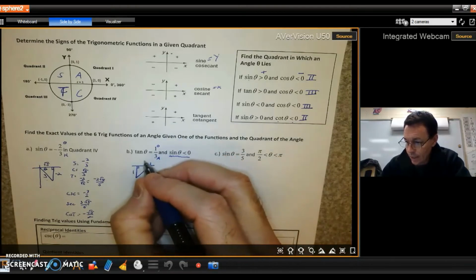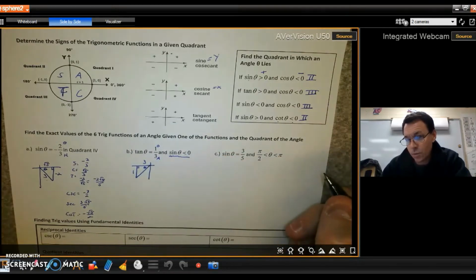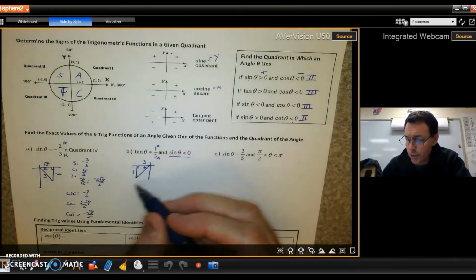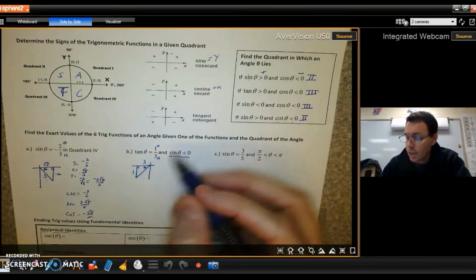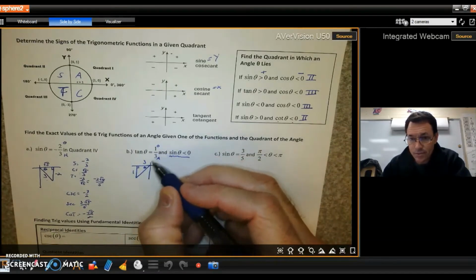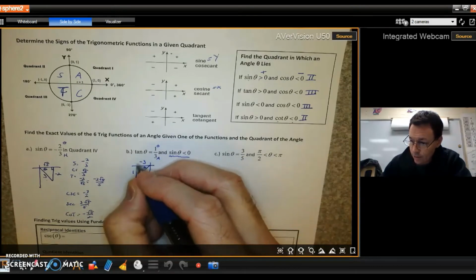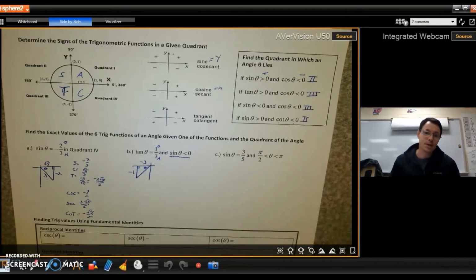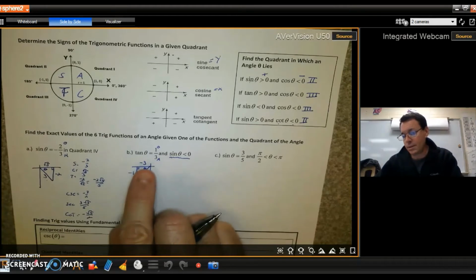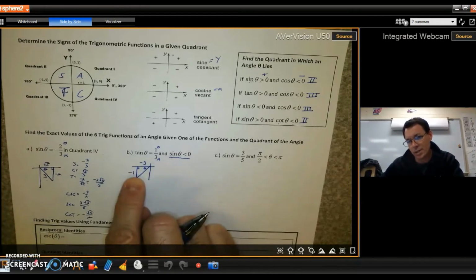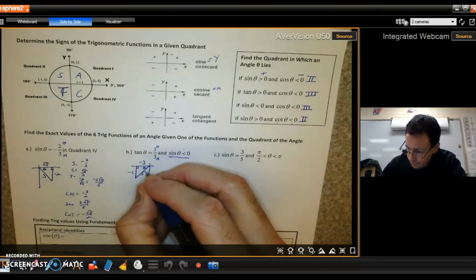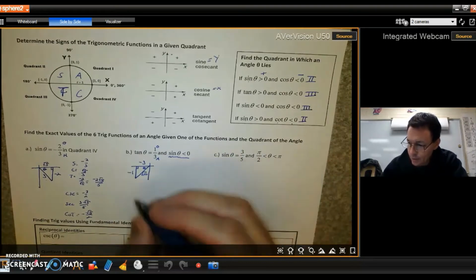So 1 and 3, there's something wrong with that. If I'm in quadrant 3, these should both be negative. We're not seeing that negative because as a fraction, they're canceling each other out. So those are both negative. Okay? Pythagorean theorem, that squared is 9, that squared is 1, so that's radical 10. And now I'm good to go.